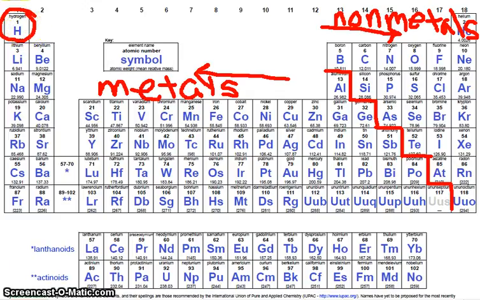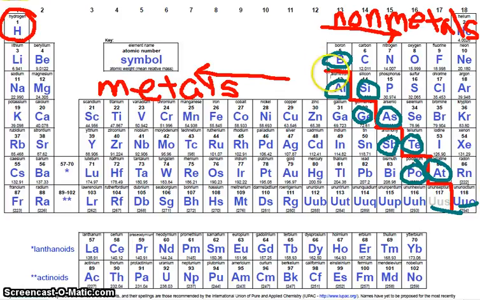Things that are on the periodic table that touch this stair-step line, those are called metalloids. So boron, aluminum, silicon, germanium, arsenic, antimony, tellurium, polonium, astatine, and whatever other strange, new, wonderful elements they've discovered. As long as it touches the stair-step line, those are considered metalloids.